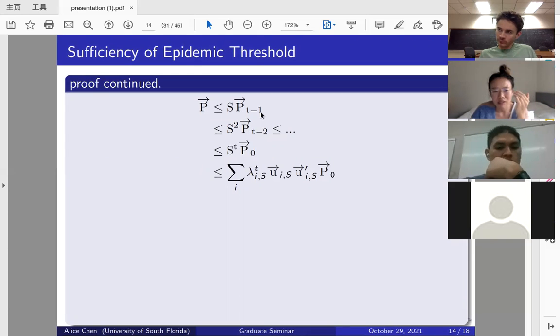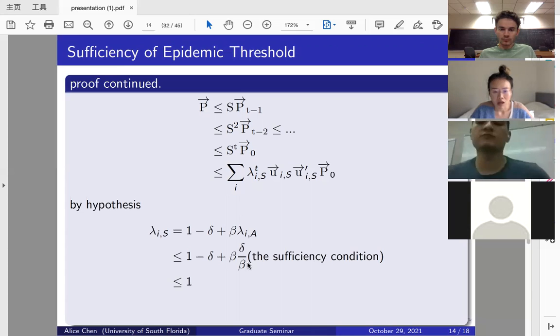So S p(t minus 1) is equal to S squared p(t minus 2), and so on, and then it ends up with S to the t times the p(0) vector. The last equation is because we use the spectral decomposition of S to the t. And we haven't used the assumption yet. So what is our assumption? We assume tau is equal to the inverse of the eigenvalue. So we just plug in and we have that this eigenvalue here is less than or equal to 1.